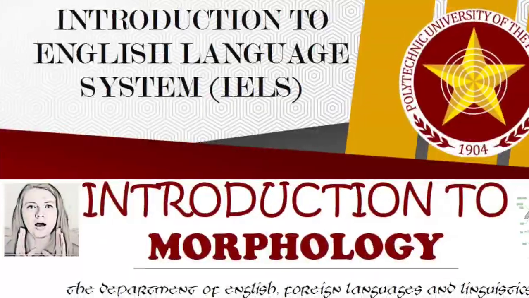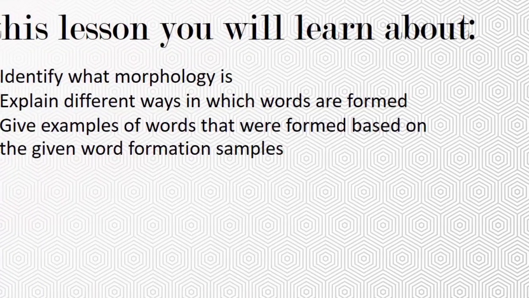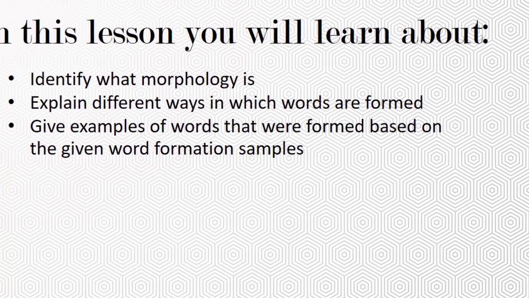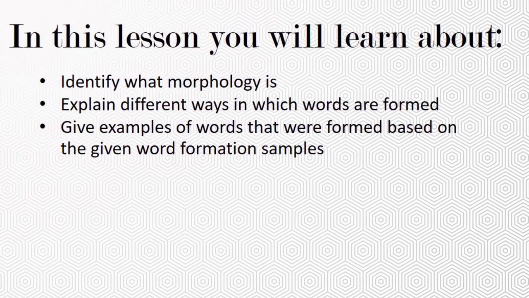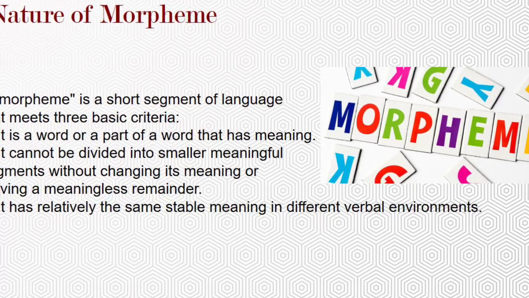This time, let us get to know morphology. This lesson hopes for you to be able to identify what morphology is, explain different ways in which words are formed, and give examples of words that were formed based on the given word formation samples. A morpheme is a short segment of language that meets 3 basic criteria.